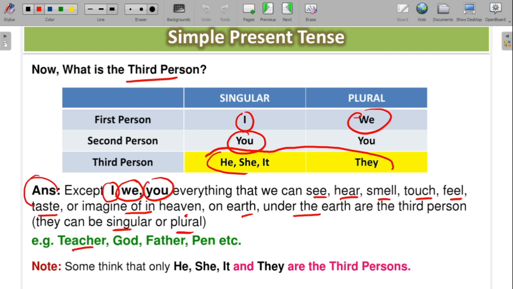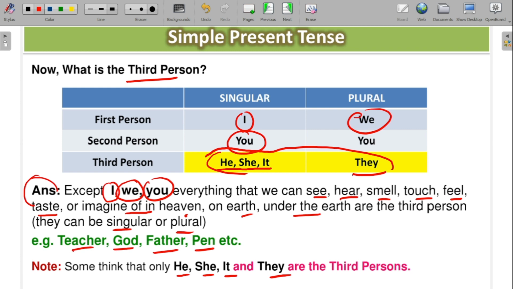Now see the examples: teacher, God, father, pen, like this. Everything is third person singular. Some think that only he, she, it and they are third person because they are listed here. When I ask some students what is third person, they say he, she, it and they. If I ask them, is God third person, they say no. How could God be third person? He is all powerful God. But my dear friends, in English, God also is third person singular.